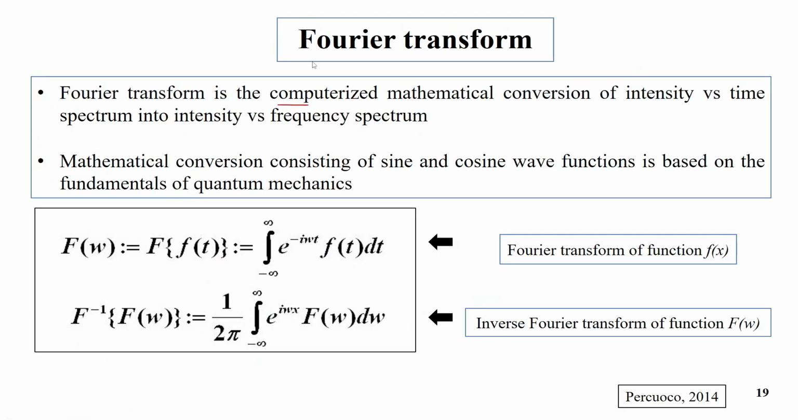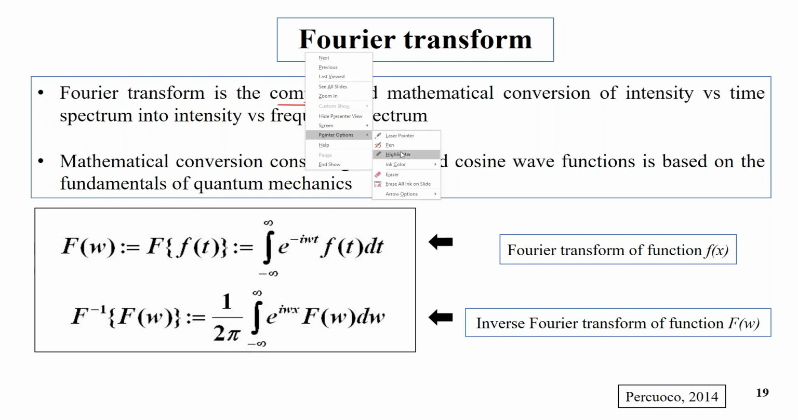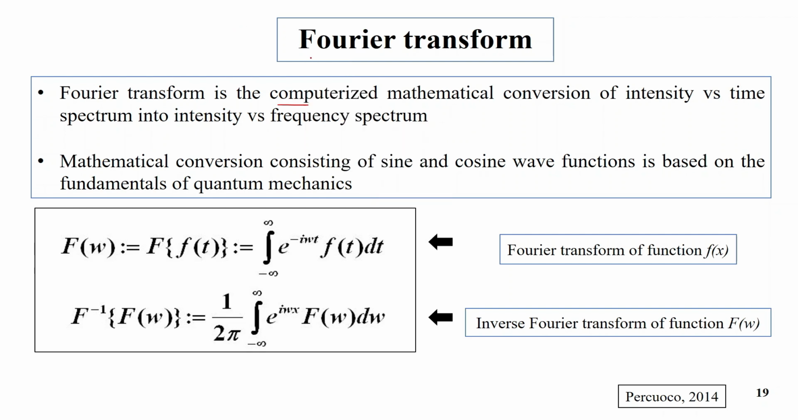Okay, now let us see what we mean by Fourier transform. The spectroscopy is called Fourier transform infrared spectroscopy, and we will see now what Fourier transform means. Actually, Fourier transform is a computerized mathematical conversion of the intensity versus time spectrum, generated from the interferogram that we'll see in the coming slide, into an intensity versus frequency spectrum. So it's simply a mathematical function. Here you can see the function, that mathematical function which converts the intensity versus time spectrum to the intensity versus frequency spectrum. And what are the basic components of Fourier transform infrared spectroscopy? We call the interferogram the heart of the FTIR instrument.